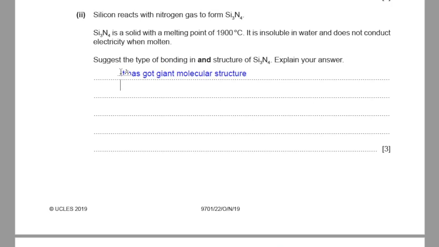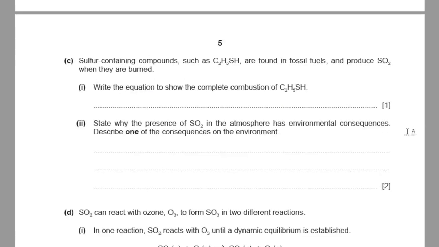Si3N4 not being a good conductor even when it's molten indicates that it has strong covalent bonds. And the reason why Si3N4 does not conduct electricity is due to the absence of mobile electrons or delocalized electrons.